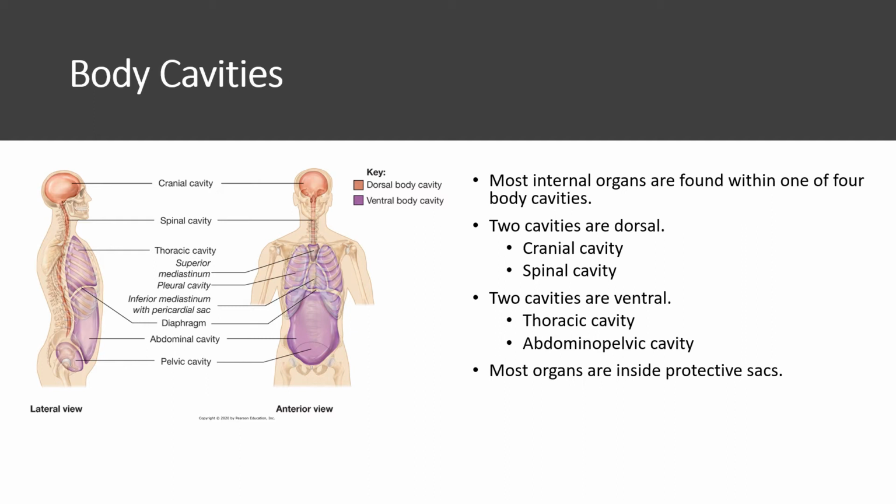If you look at the figure on the left, you will see a lateral view where the cranial cavity and the spinal cavity are on the dorsal side of that body, and the thoracic cavity and the abdominal pelvic cavity are on the ventral side of the body. And then if we look at the anterior view, we can see the thoracic cavity and the abdominal pelvic cavity on the ventral side. And then if you look up or superior from these, you can see the cranial cavity and the spinal cavity, which would be located on the dorsal region.